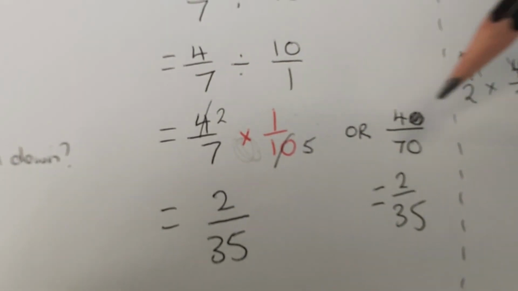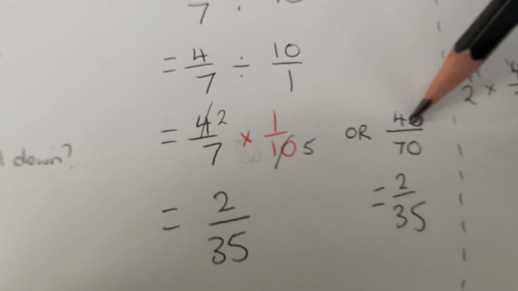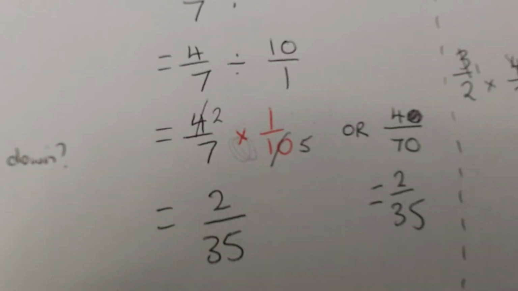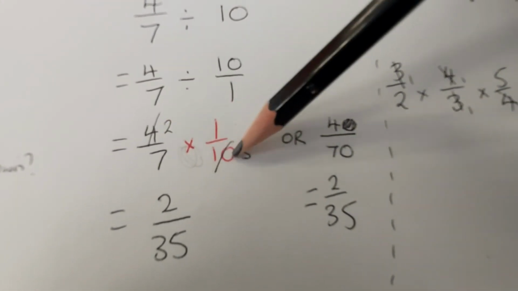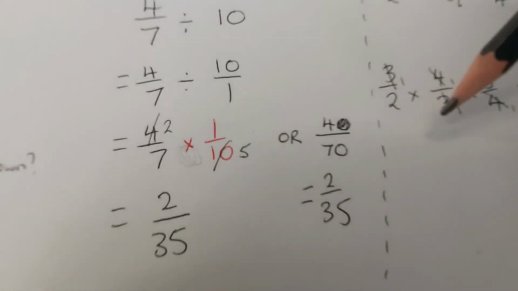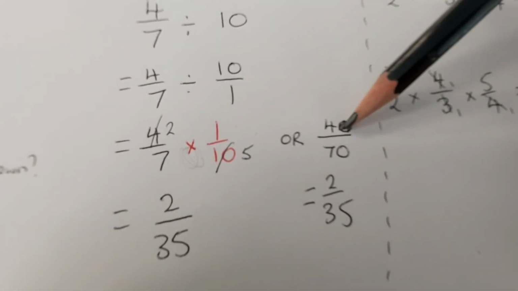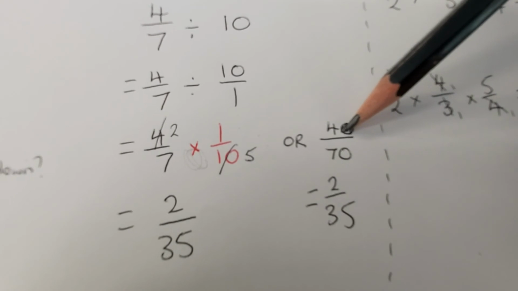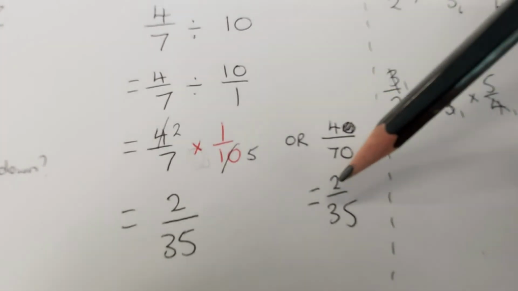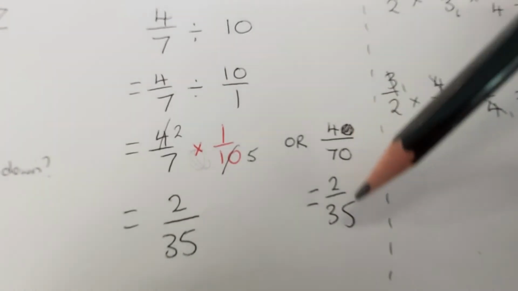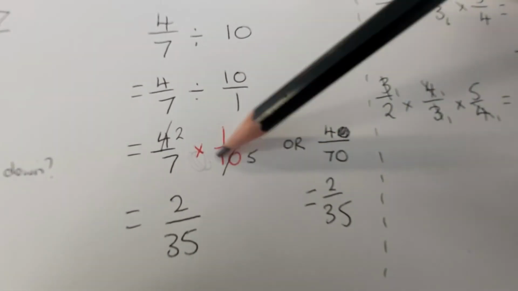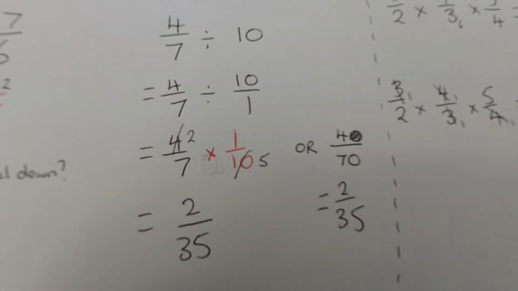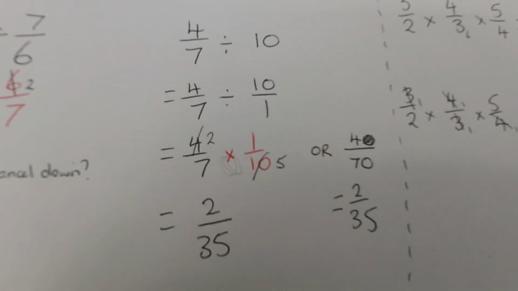4 times 1 gives you 4. Apparently, when I was writing this, I thought it gives you 40. I don't know, I'm not drunk. And 7 times 10 gives me 70. So 4 over 70. I know that I can cancel that down. Both of those numbers can be divided by 2. 4 divided by 2 gives me 2, and 70 divided by 2 gives me 35. So again, I'm getting the exact same answer. I'm just cancelling down at a different point.